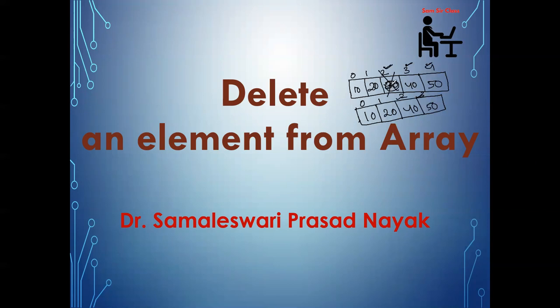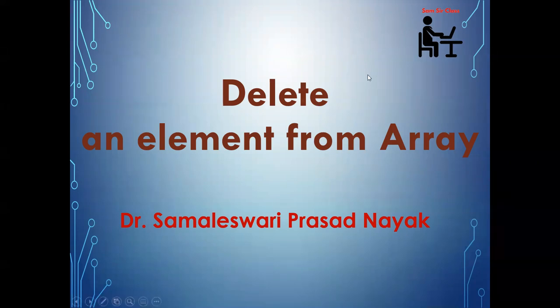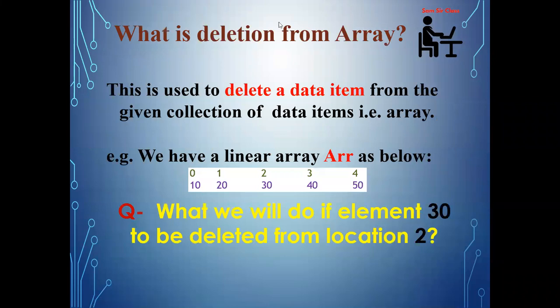For any index whose value I want to delete, from the next index onward I have to shift everyone to the left side by 1. In this way, we can delete one element from the given index. Let us go in brief over what deletion is all about. Deletion is nothing but removing a data item from the given collection of data items, that is, the array. That example we have discussed earlier.